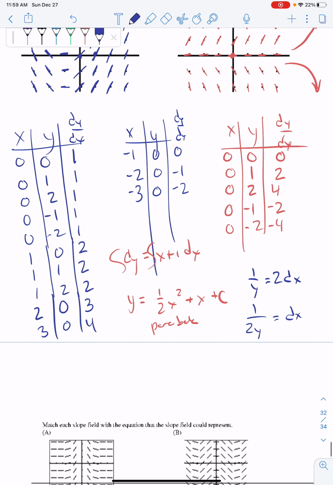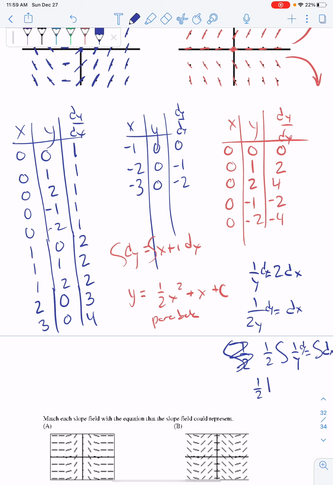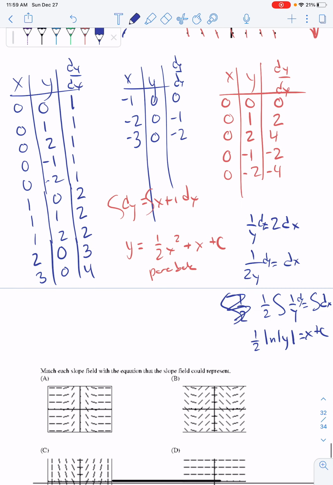So when I take my integral, that's 1/2 the integral of 1 over y equals the integral of dx. And how come I forgot my dy? Can't forget my dy. There's a dy over here, guys. Don't get lazy. The integral of 1 over y is natural log. So 1/2 the natural log of y is equal to what? x plus c is all.